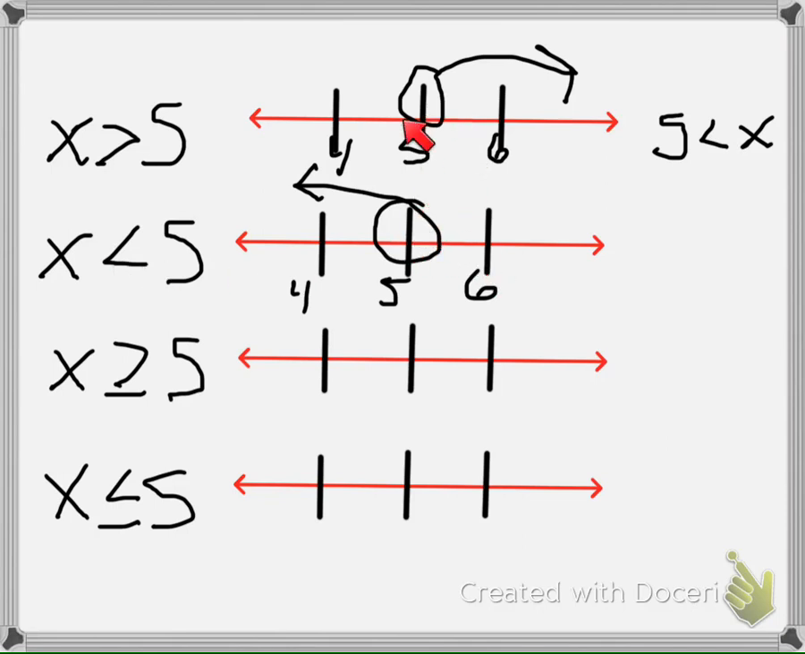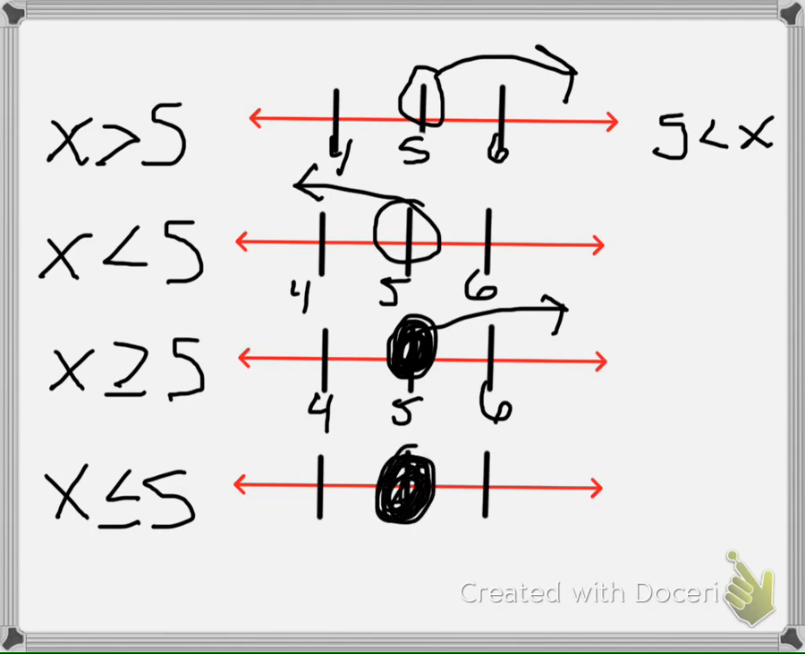Now, notice how on the first two examples, I did not shade in the number 5. I circled it, but I didn't shade it in. On this one, because it says x is greater than or equal to 5, I'm actually going to fill that in. So I'm going to circle 5, shade it in, and then again shade to the right, because x is greater than or equal to 5. Anything bigger than 5 is to the right. And same thing here, so this little line tells me to fill in the circle. X is less than or equal to 5.